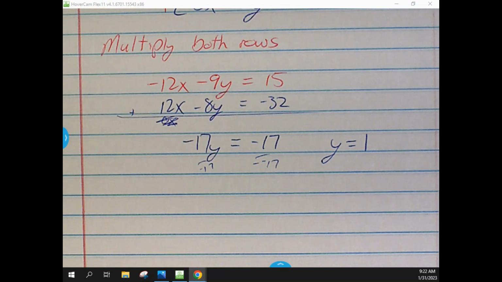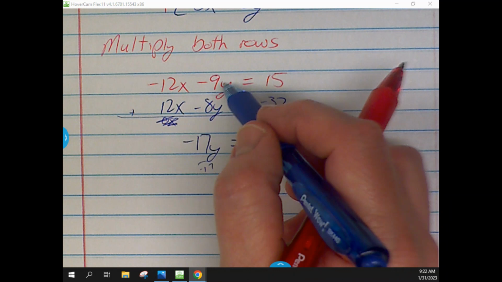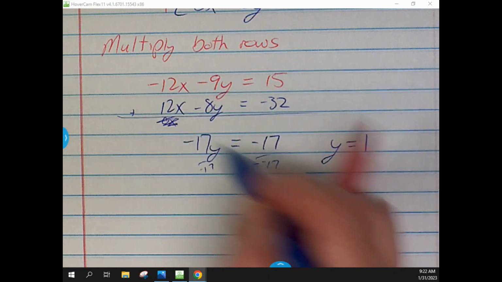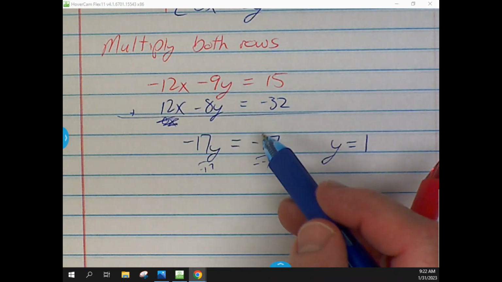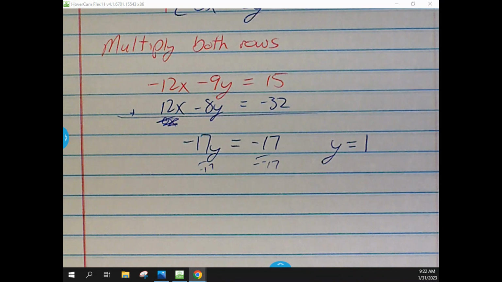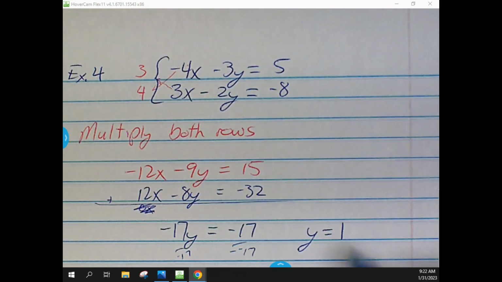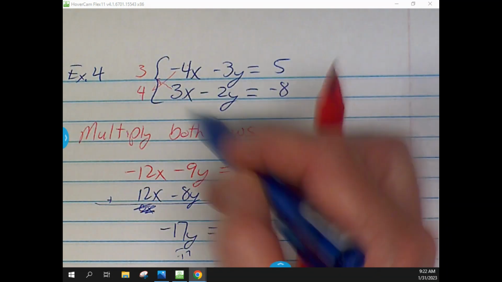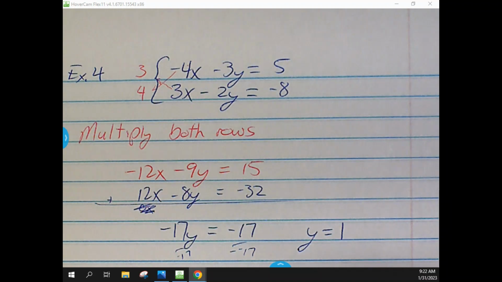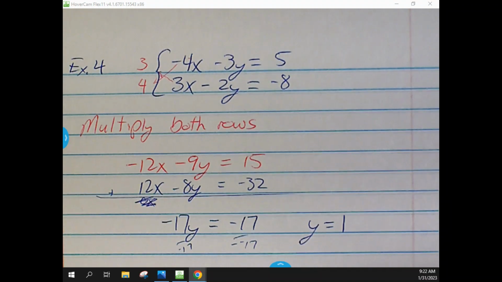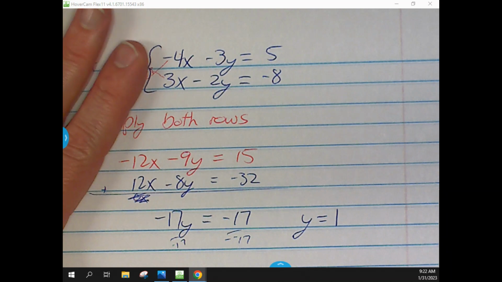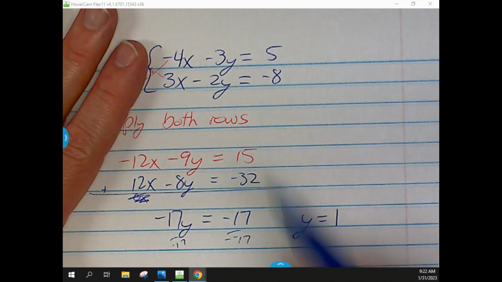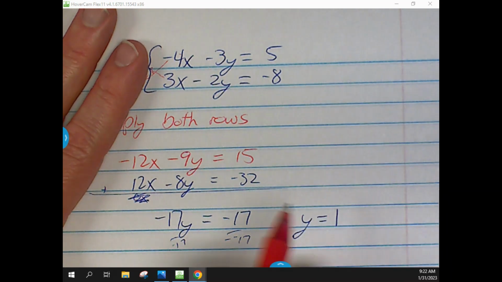Okay. Now you can take this 1 and plug it back in here or plug it back in here to figure out what x is, but the numbers are just going to be bigger. Most people don't like working with bigger numbers if you don't have to. So we can take this 1 and plug it back in somewhere up here. Again, no particular reason. Just pick one you think would be easier. Last time we used equation 1. This time let's just use equation 2.